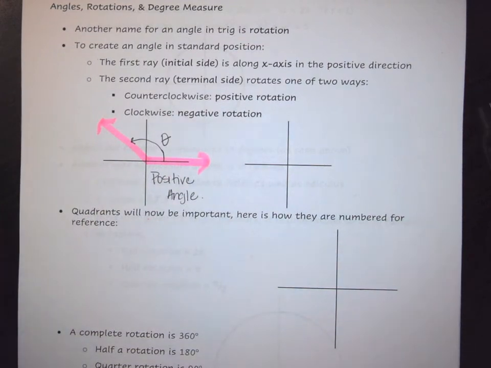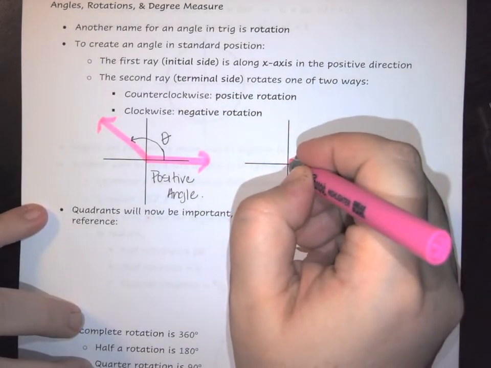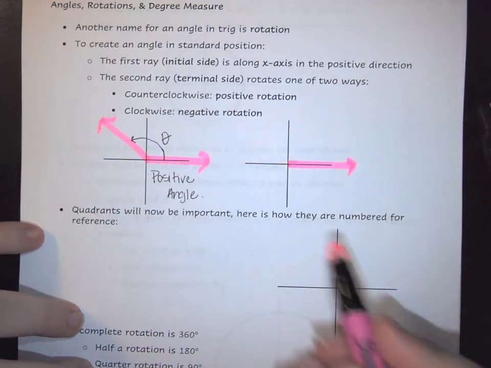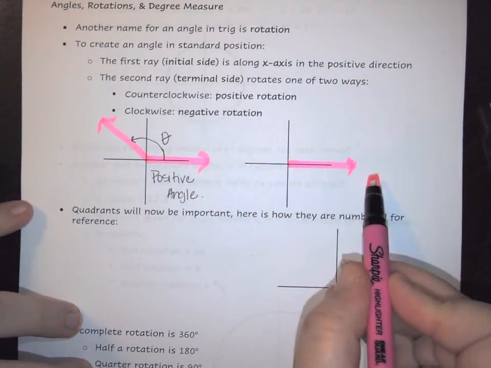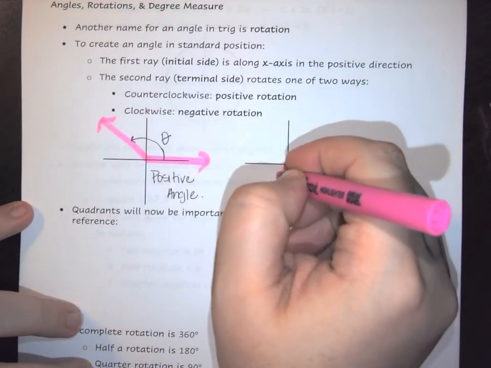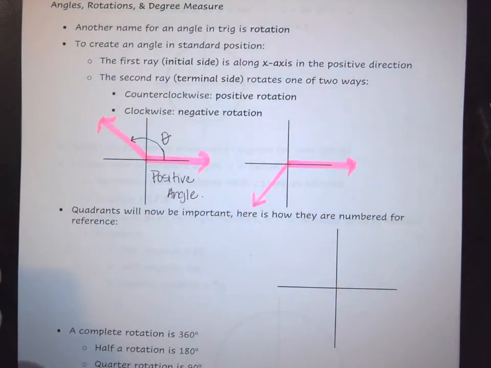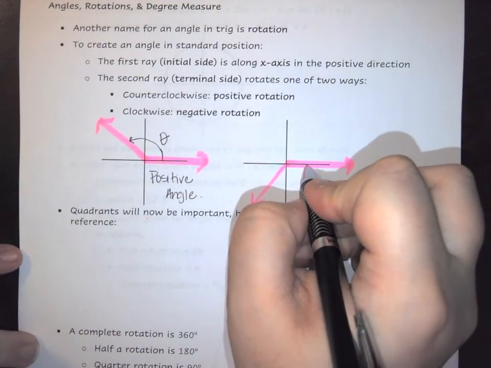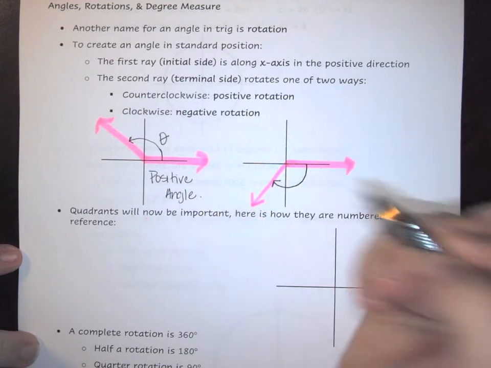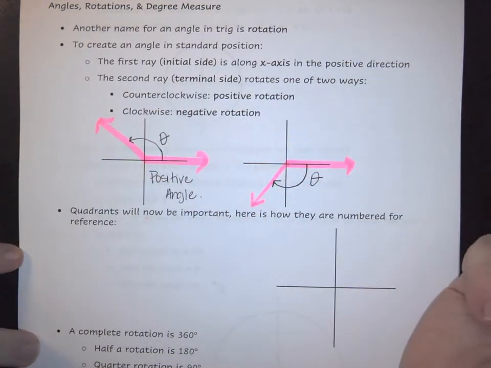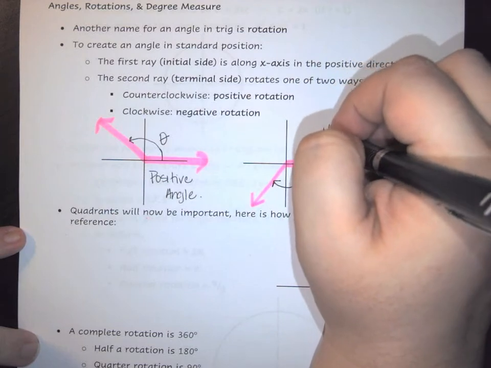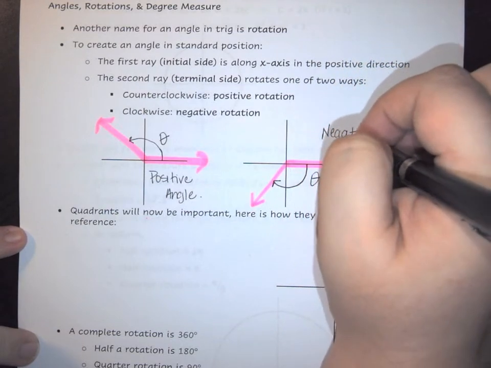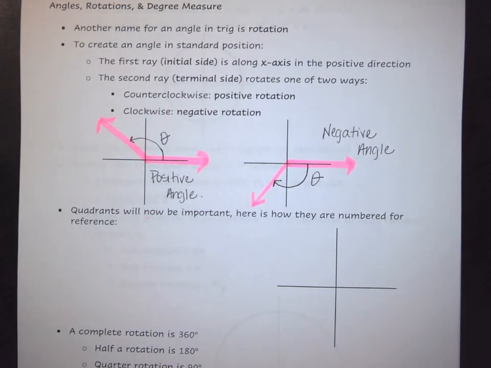Now, the other one we have is negative. So we're still going to start with the same initial ray. So it's still going to be along this positive x-axis. But now let's say we're down in this direction. So we've got our terminal side right here, and what happens is if we started with x and we rotate clockwise, this right here would be our angle, and this would be considered to be the negative angle. It's really important to pay attention to the direction of rotation so that you know exactly what it is that's going on.